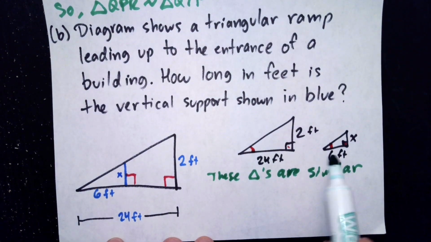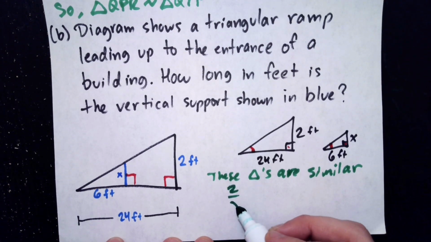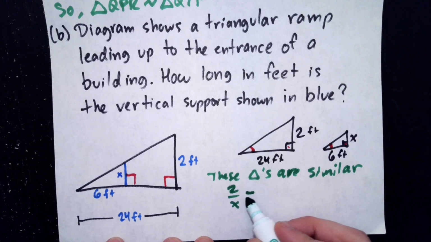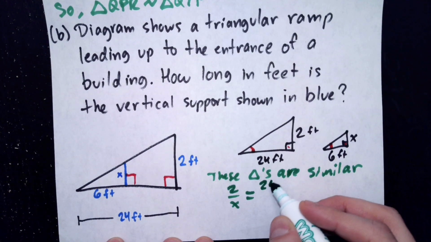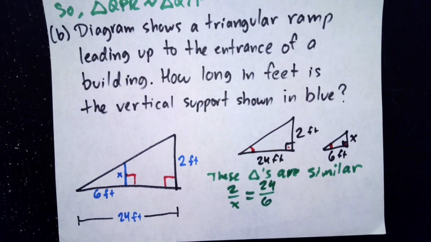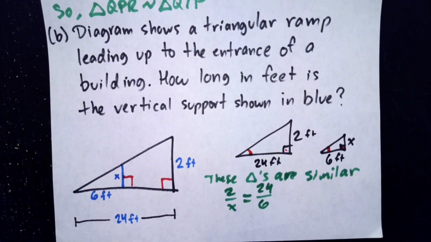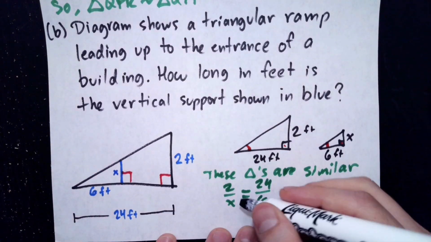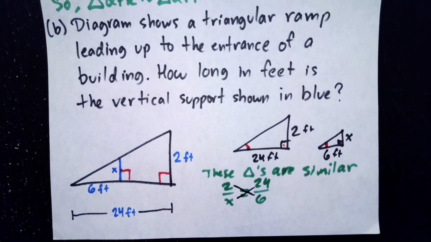So the way that I'm going to set this up is I'm going to go from big triangle to little triangle, and so it'll look like this. 2 over x should be equal to 24 over 6. Remember, the order for this does matter, so just make sure you're consistent. If you're going to put the little one on top, you got to make sure you put the little one over here on top as well. But now that we're here, this is a perfect proportion. We can now cross multiply. So we'll cross multiply like that.